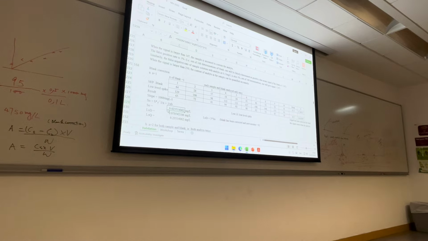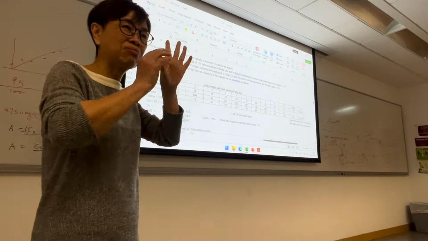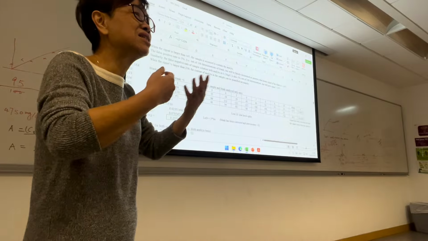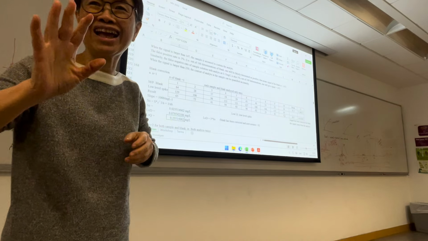Okay? And then the LOD will be just the S naught multiplied by 3. And the LOQ will be the S naught multiplied by 10. Why is it that we don't consider the mean? In this case, the mean is not the mean signal of the blank. This is the mean signal of the low-level spike. So we don't count that.